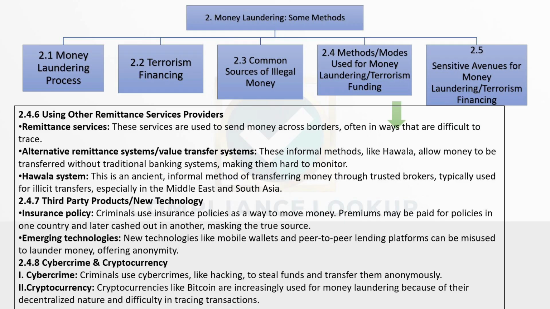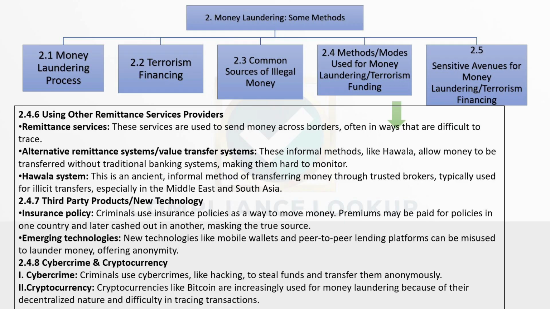Using third party products and new technology. Insurance policy. Criminals use insurance products such as life insurance or investment linked policies as a means of laundering money. Premiums are paid in one country and the policy is then surrendered or cashed out in another country. This makes the funds appear clean and legitimate even if they originated from illegal activities.